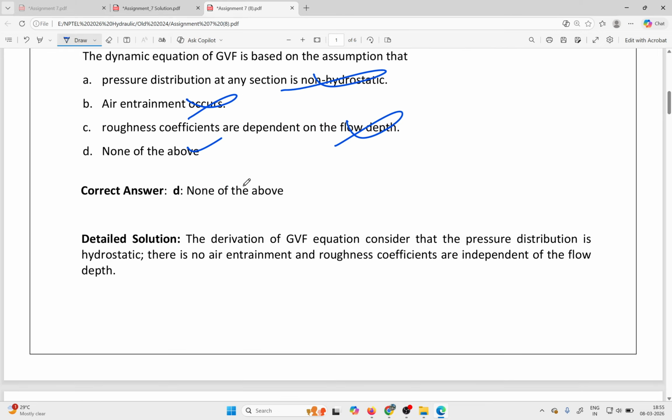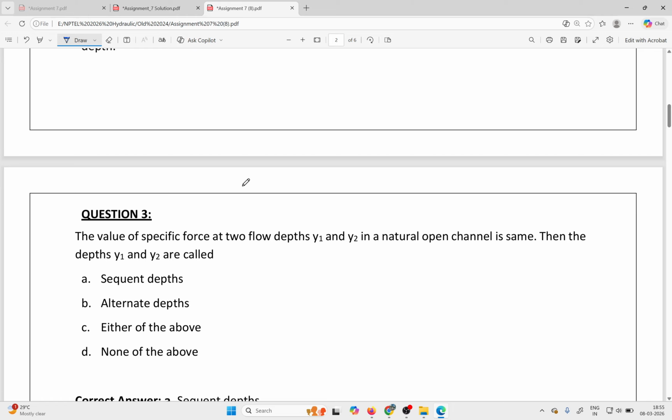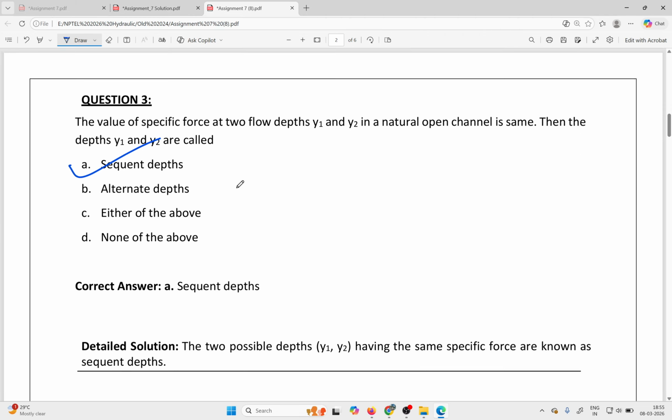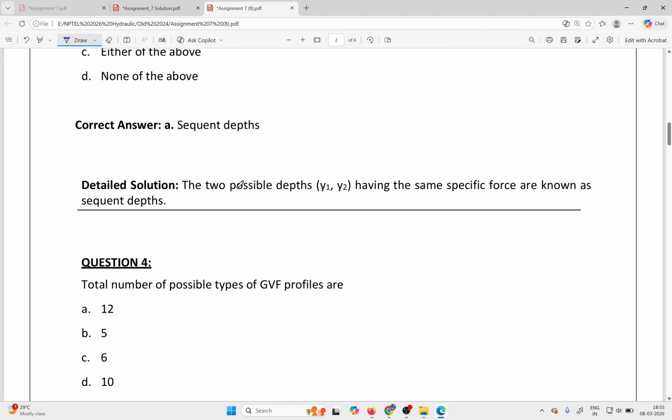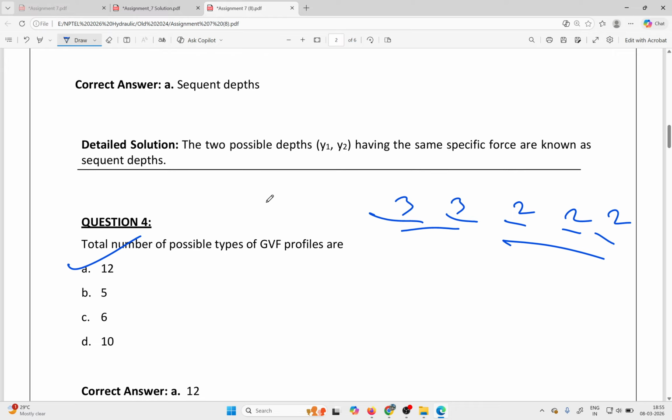We have seen all the questions, so I'll just go through. Already I have told you that the depths are known as the sequent depths before the jump and after the jump. So always remember. Question number 4, how many total possible? As I have told you, mild, steep, critical, adverse, horizontal. So here 3, here 3, here 2, here 2, here 2. So 6 and 6, 12. So option A is correct. Already I have explained earlier.